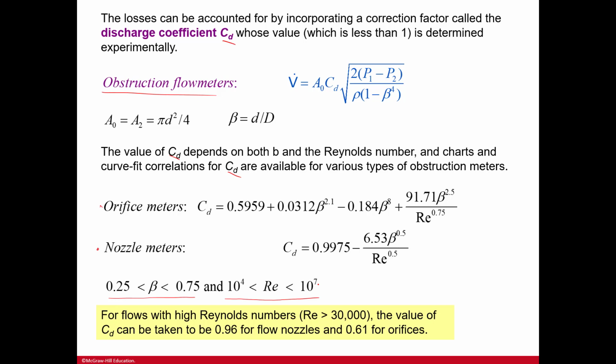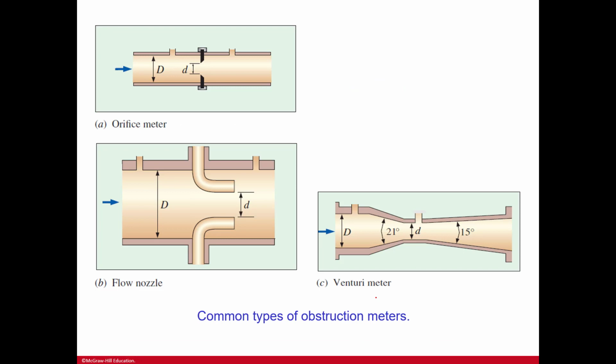For flows with high Reynolds number, Re in excess of 30,000, the values of the discharge coefficient can be taken to be 0.96 for flow nozzles and 0.61 for orifices. So that's where it tends to level off here and here. So it tends to become pretty consistent in excess of 30K. So you see here an orifice meter. Okay. And then you see a flow nozzle and then the Venturi meter.